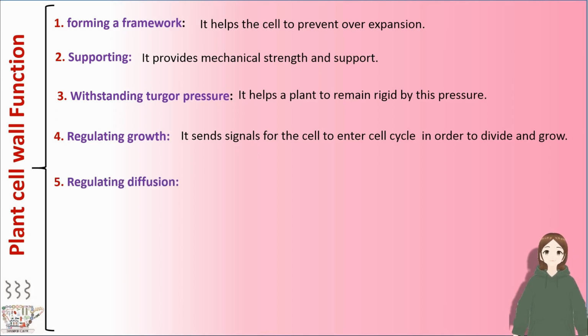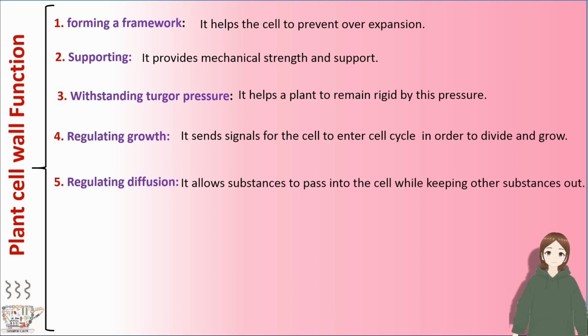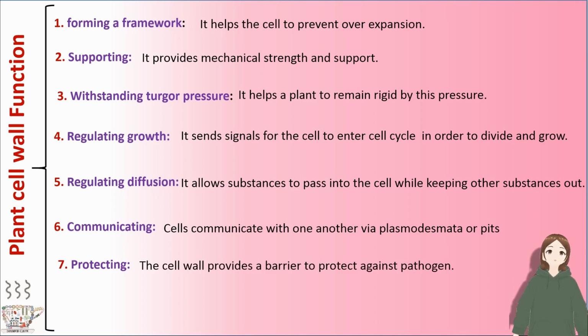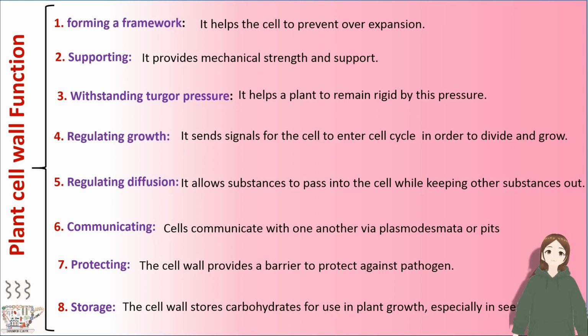5. Regulating diffusion. It allows substances to pass into the cell while keeping other substances out. 6. Communicating. Cells communicate with one another via plasmodesmata or pits. 7. Protecting. The cell wall provides a barrier to protect against pathogen. And 8. Storage. The cell wall stores carbohydrates for use in plant growth, especially in seeds.